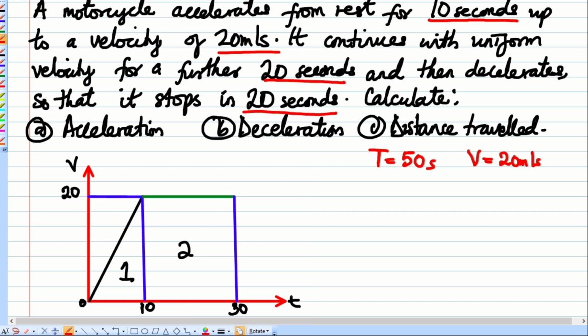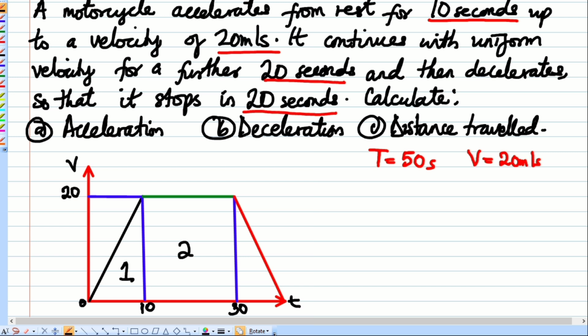So let's complete the graph. It now says, and then decelerate, so it stops in 20 seconds. Deceleration means the speed started coming down, and finally it will eventually get to rest. So that's what we have there.